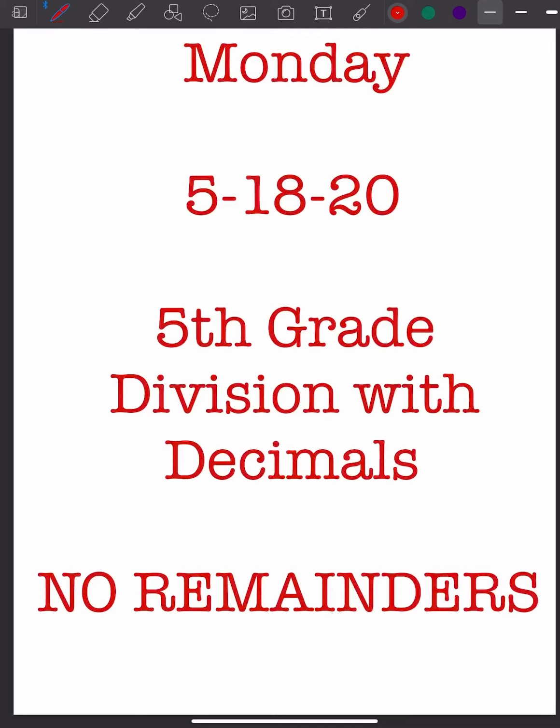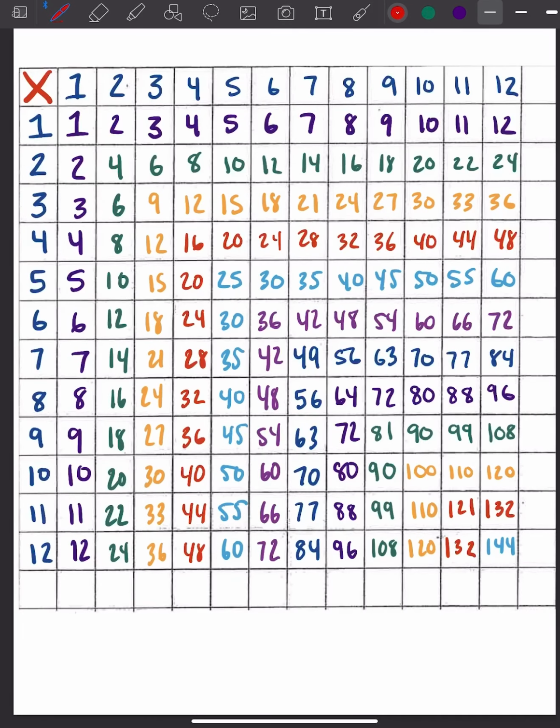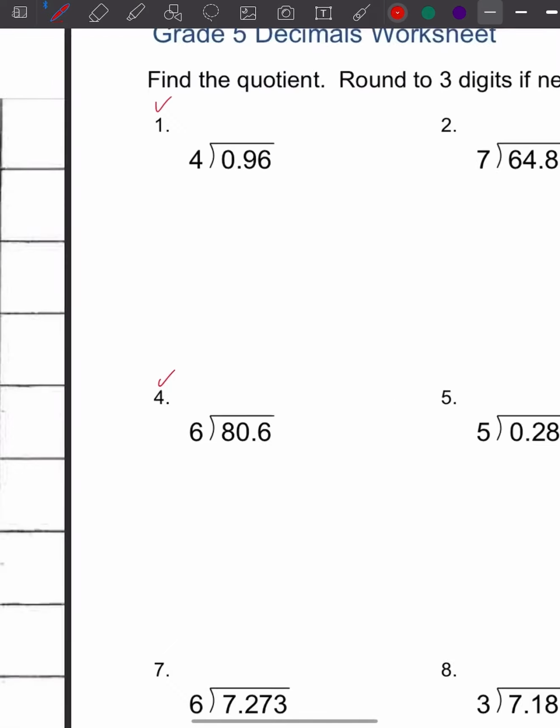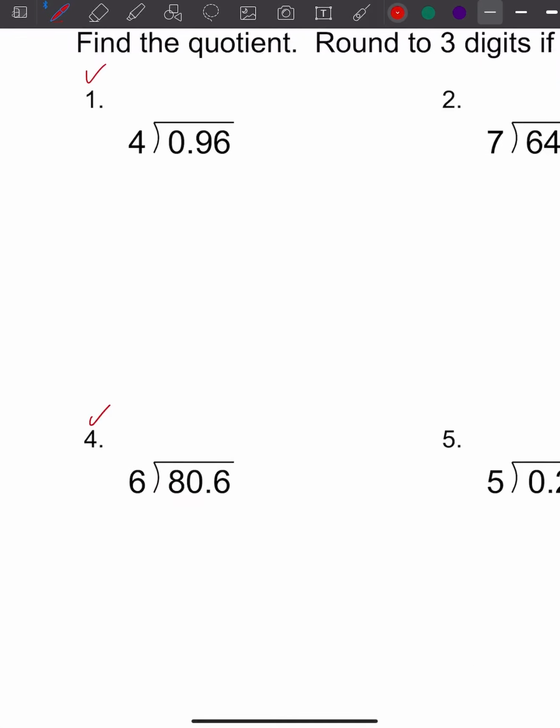Okay, so we're going to go ahead and get started. As always, your multiplication table is going to be very important. I'm going to show you a couple of ways that we're going to divide with decimals. But the key idea that we're going to talk about today, guys, is the remainders. Now in 5th grade, you should have no remainders. But sometimes it might get tricky and you might have to leave a remainder. And I'm going to show you what I mean by that, okay?